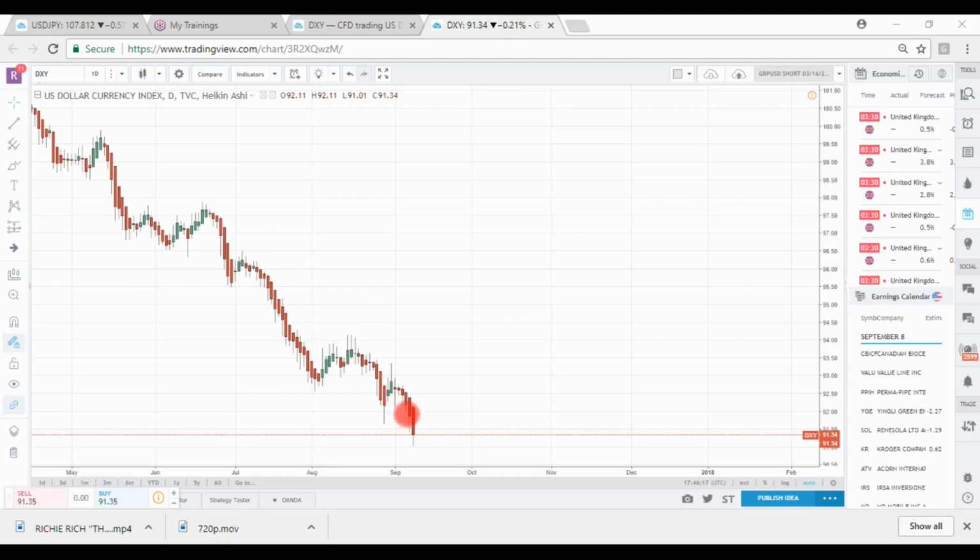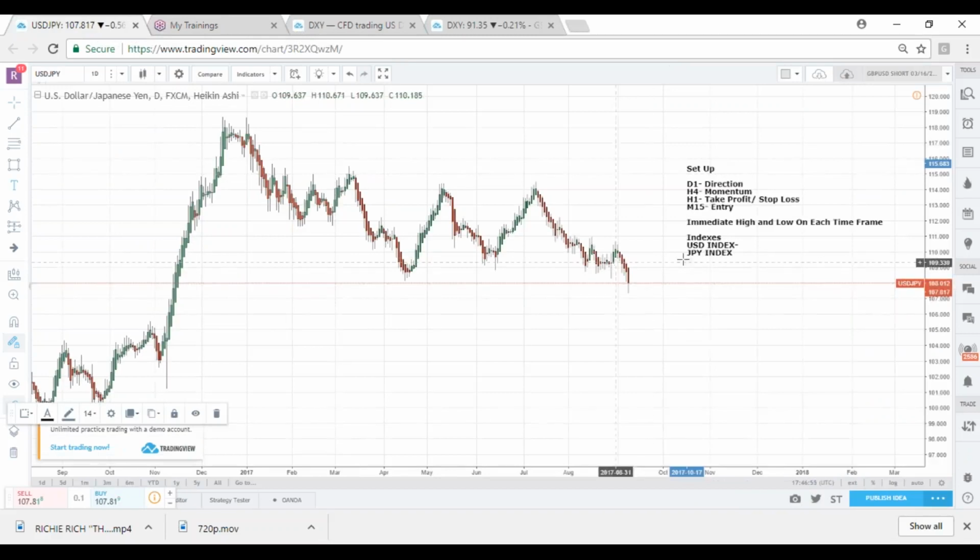So you wouldn't want to be buying a USDJPY knowing that the dollar index is down. And you can clearly see the momentum because like I told you in the beginning, we use the daily chart for direction. So if we're using the daily chart for direction, we got to figure out where that index currently stands. So we know that the dollar index is short, 91.34 is the price. So what I'm gonna do now is I'm gonna go back to my US dollar chart or USDJPY chart.